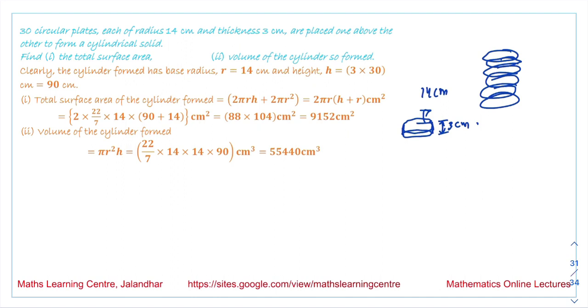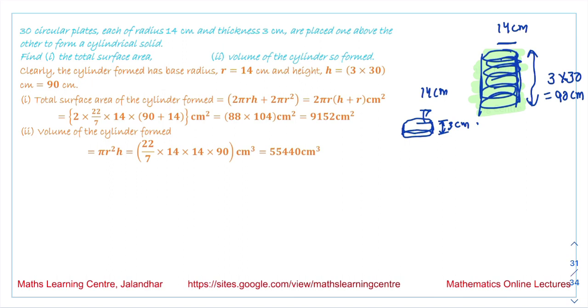So we are saying the figure that will be formed over here, its radius is 14 centimeter and the total height will be 3 into 30, that is equal to 90 centimeter. So we have to calculate the total surface area and volume of the cylinder, this figure we are talking about.